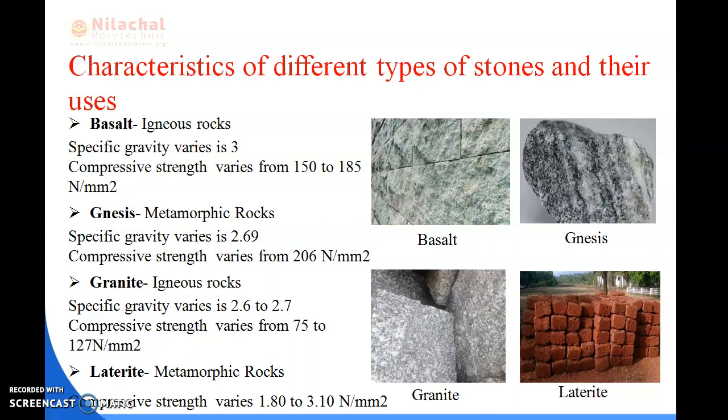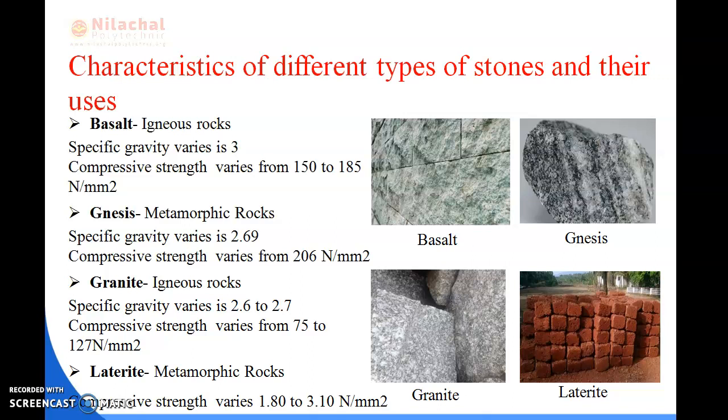Next is granite. Granite is known as igneous rocks. Its specific gravity varies from 2.6 to 2.7, and its compressive strength varies from 75 to 127 Newton per millimeter square. Here you can see the diagram of granite. It is mainly used in our steps. You see in your houses or in your colleges or in buildings, the granite has been used. Also in kitchen walls we use granite, or bridge piers, columns, road metals, and ballast.